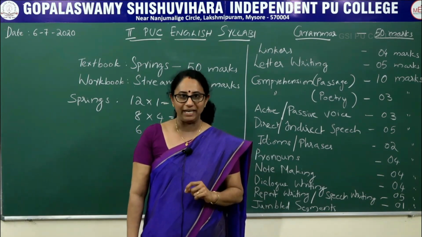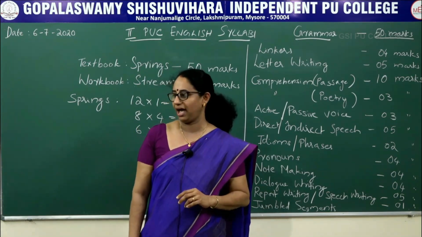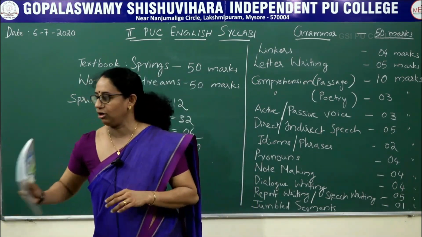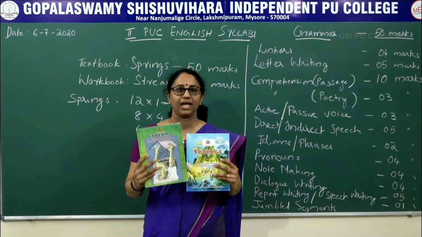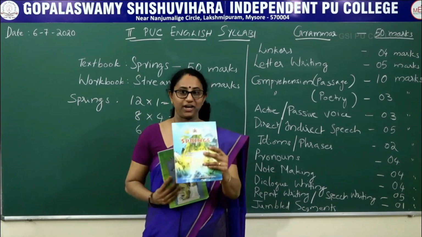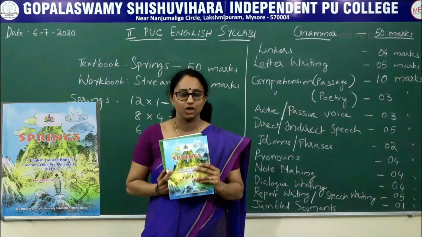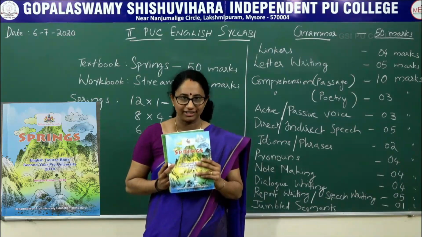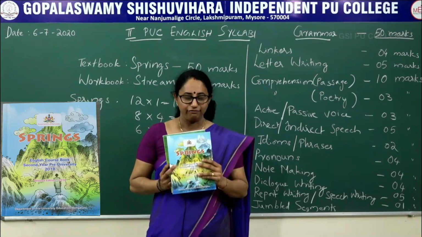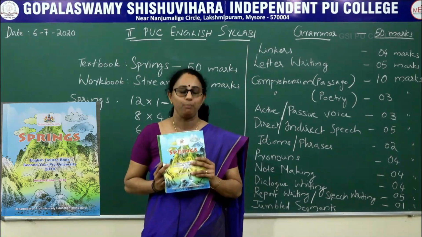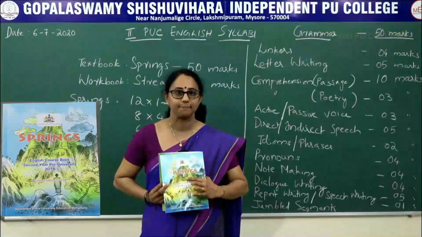Now let me begin with the two books that you have. As you all know, your syllabus is divided between two books. One is Springs, and this is your course book, or we call it your textbook. It contains the literature part, and 50 marks come from this Springs.